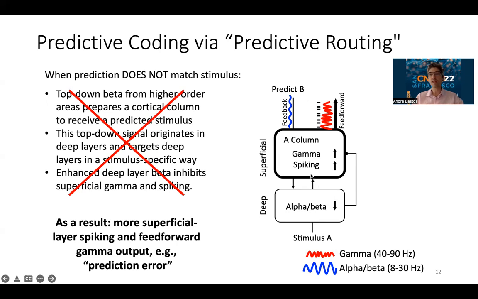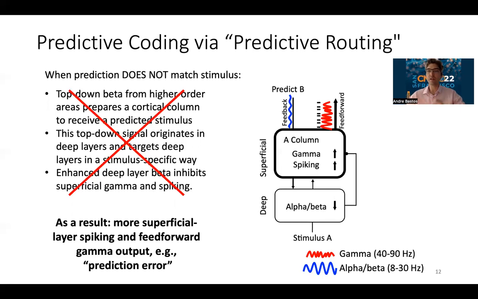So the stimulus A is arriving at a relatively unprepared location in cortex. So there's less alpha beta top down, there's less inhibition of superficial layers, and as a result, the sensory sample evokes a lot of activity. And we call this activity a prediction error. So there's more superficial layers spiking in gamma feed-forward output.